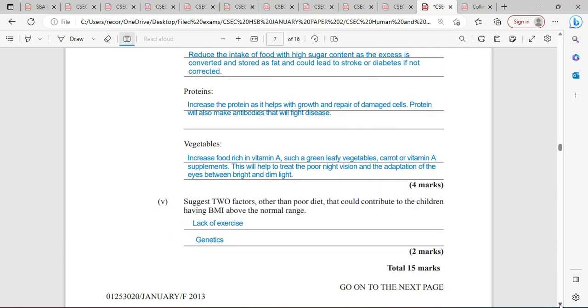We're now supposed to suggest two factors other than poor diet that could contribute to the children having BMI above the normal range. Now, inactivity or lack of exercise will cause these children to put on added mass, leading to overweight. And in some cases, there are some children or persons who will be overweight because of genetic defect or because of some other health related condition.